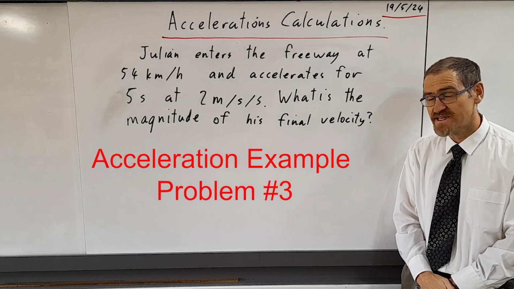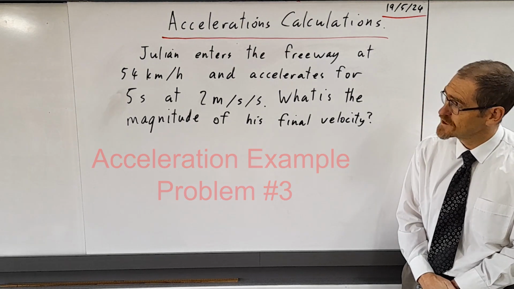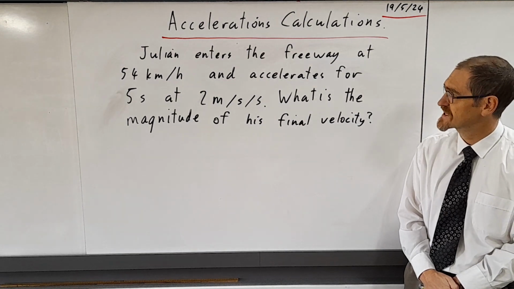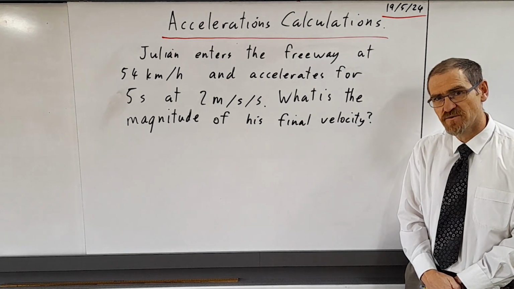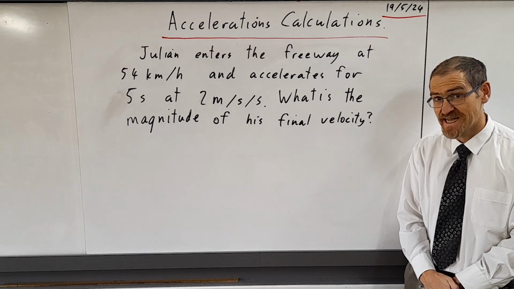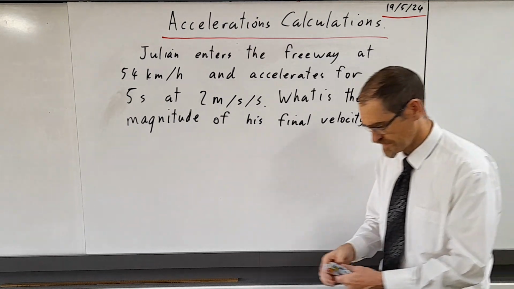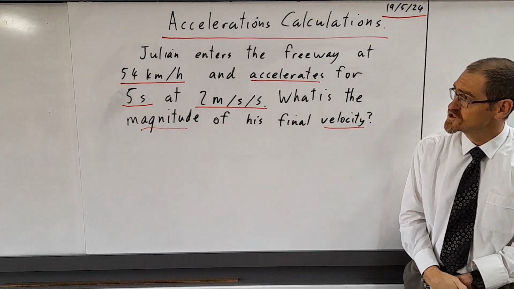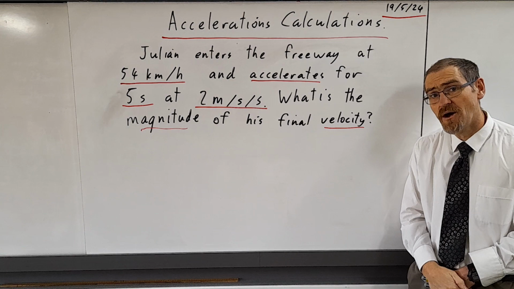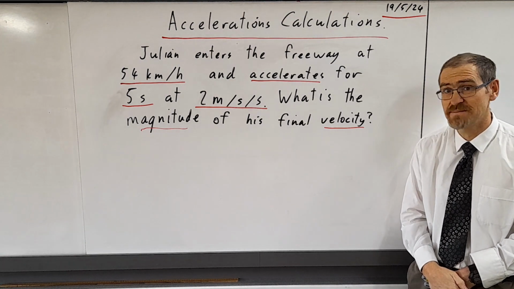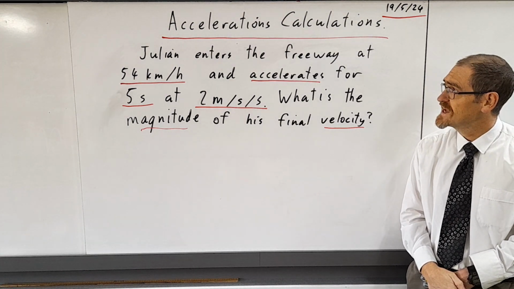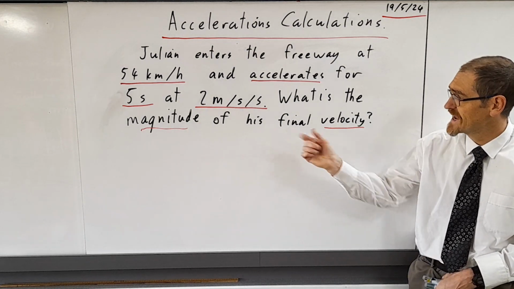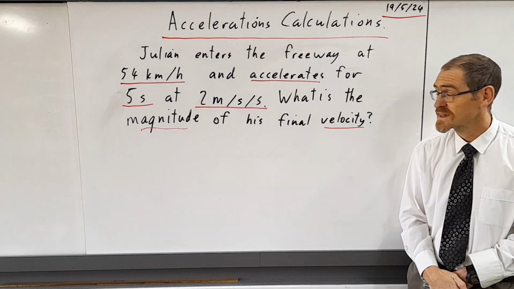Acceleration calculation example number 3. Julian enters the freeway at 54 kilometers an hour and accelerates for 5 seconds at 2 meters per second per second. What is the magnitude of his final velocity? Okay, conventions. Let's underline the important information. So the important information: Julian is traveling at 54 kilometers an hour. We'll need to convert that to meters per second. He then accelerates for 5 seconds at 2 meters per second squared, and we want to know the magnitude of his final velocity. Let's list our givens.